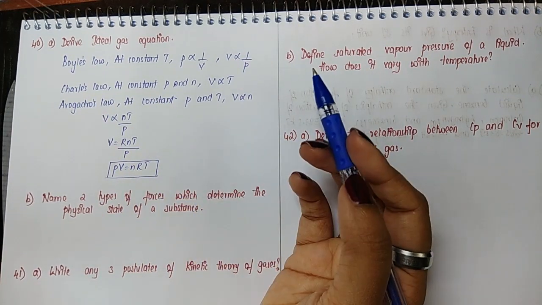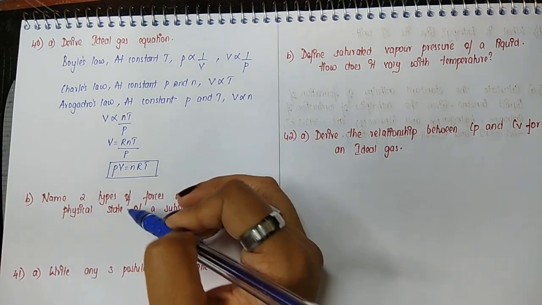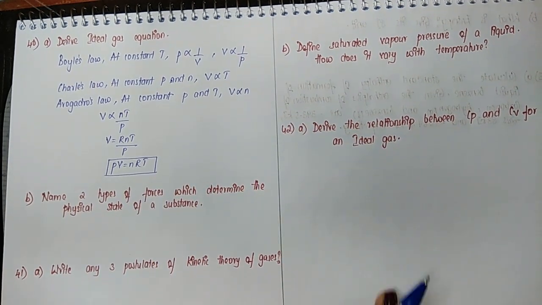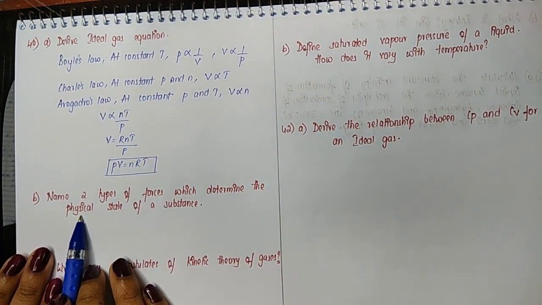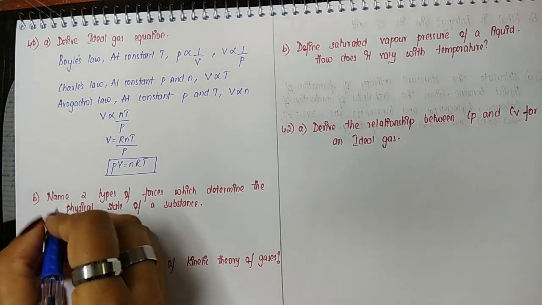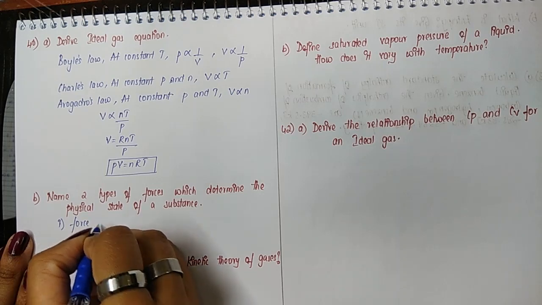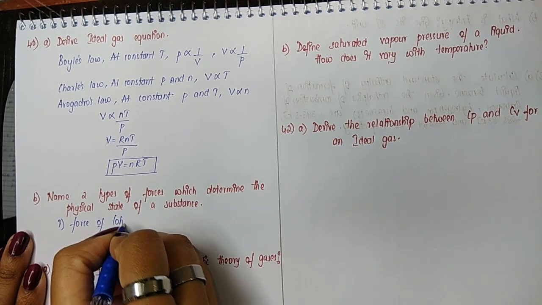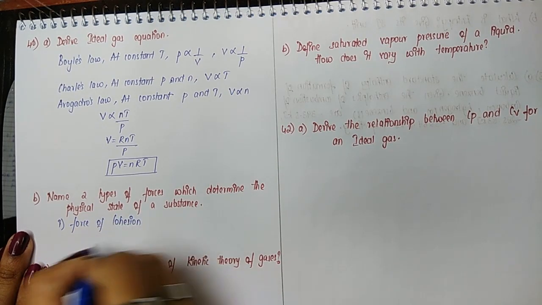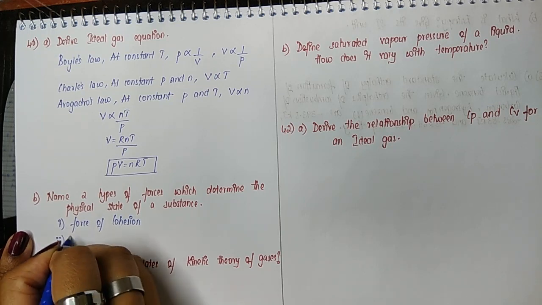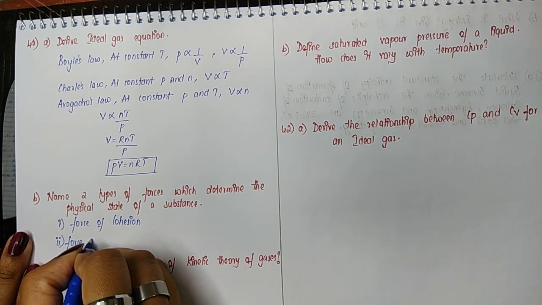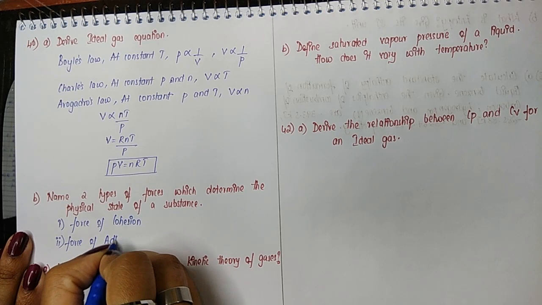It's a 3-mark question. Now the same question B part is: name the two types of forces which determine the physical state of a system. So for this the first one is force of cohesion and the second one is force of adhesion.